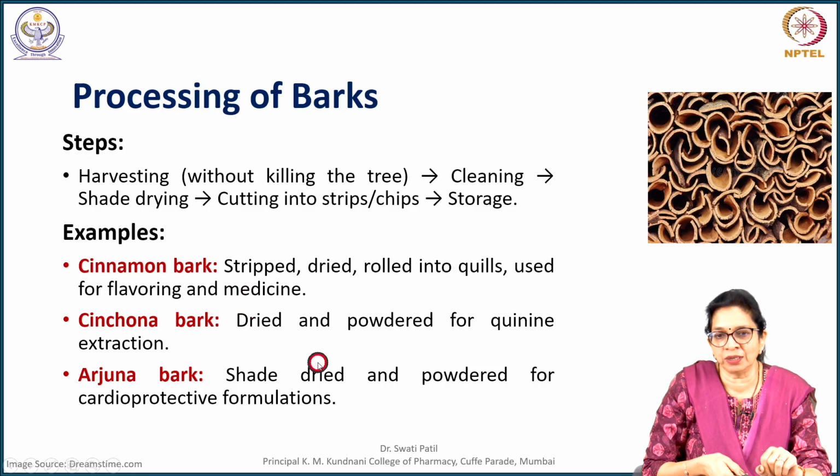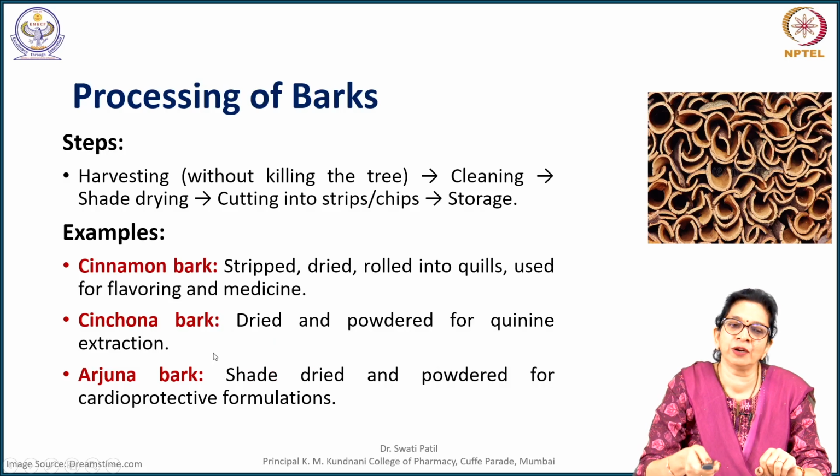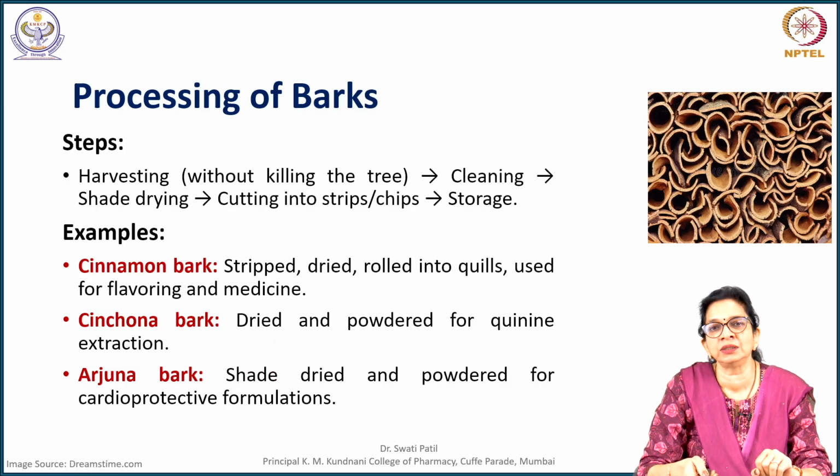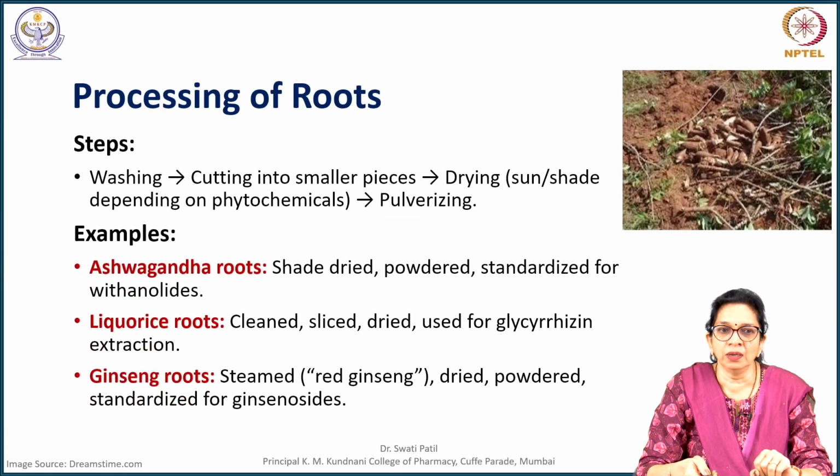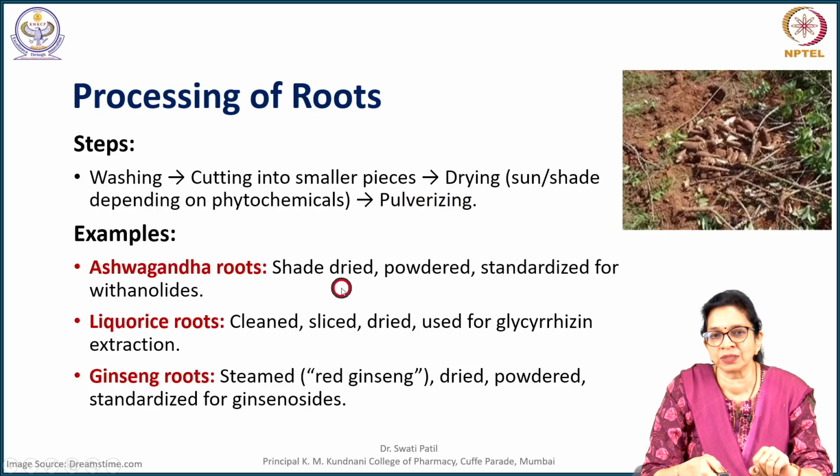Arjuna bark is shade dried and powdered for cardioprotective formulations since it contains cardiac glycosides. Roots are generally washed, cut into smaller pieces, dried in sun or shade depending on the phytoconstituent, and later pulverized. Ashwagandha roots, for example, are shade dried, powdered and standardized for withanolide content.